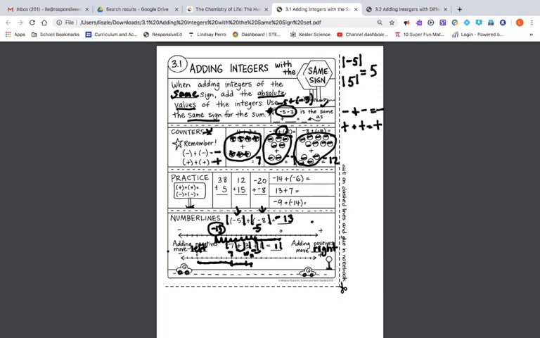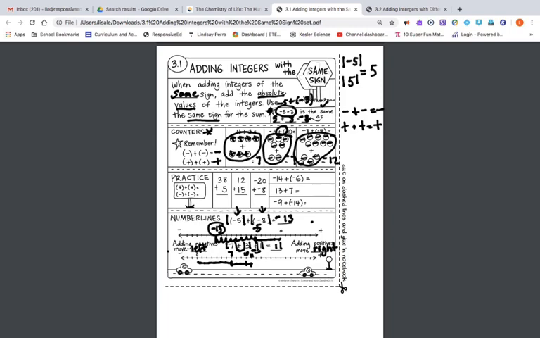So if I have a negative 3 and a negative 5, absolute value of negative 5 is 5. Absolute value of negative 3 is 3. So my answer is 8. Stop, pause, look at my sign. I'm adding with the same signs, so my answer is going to be negative 8.